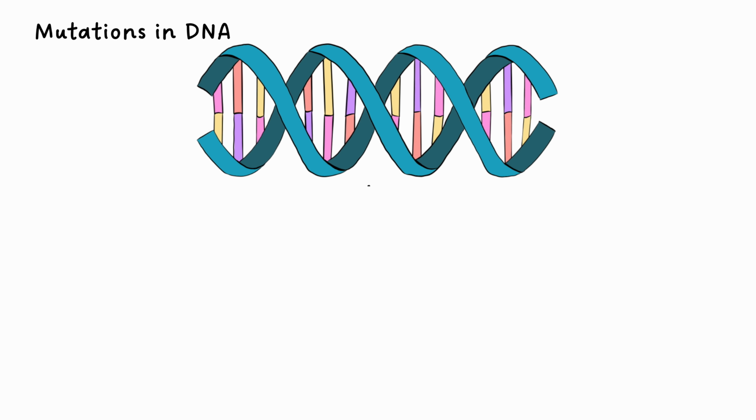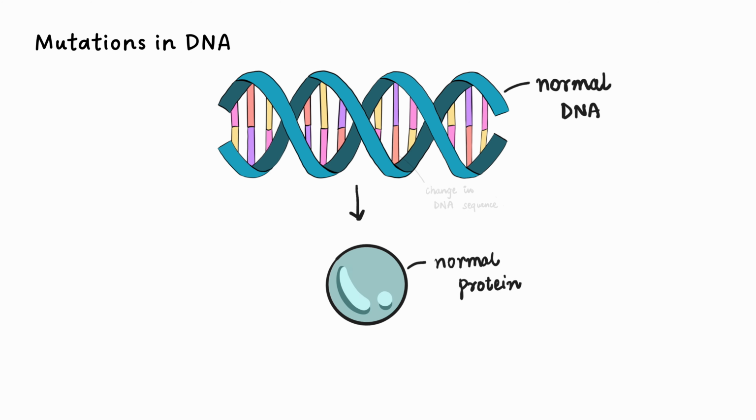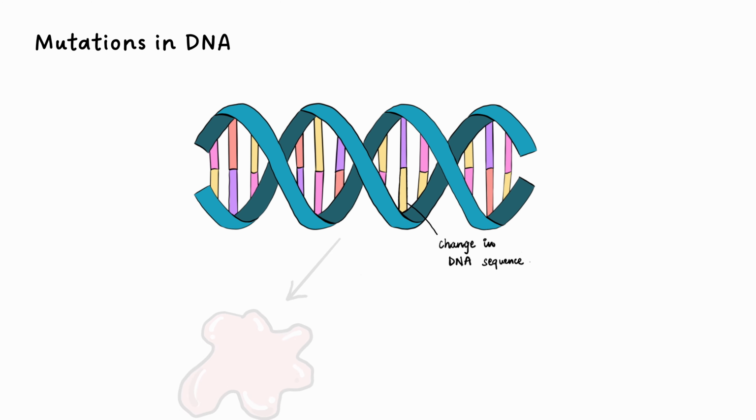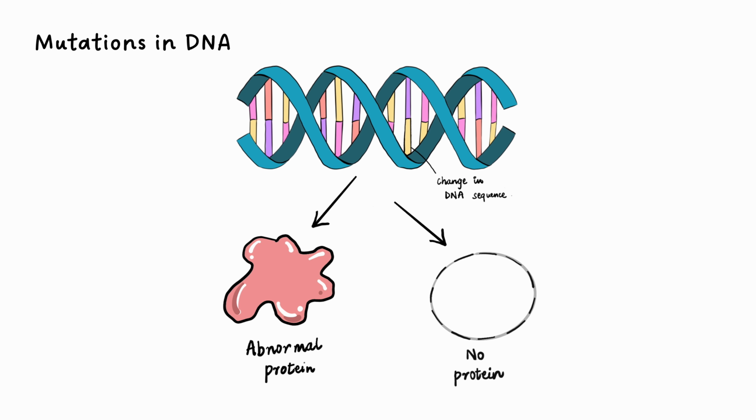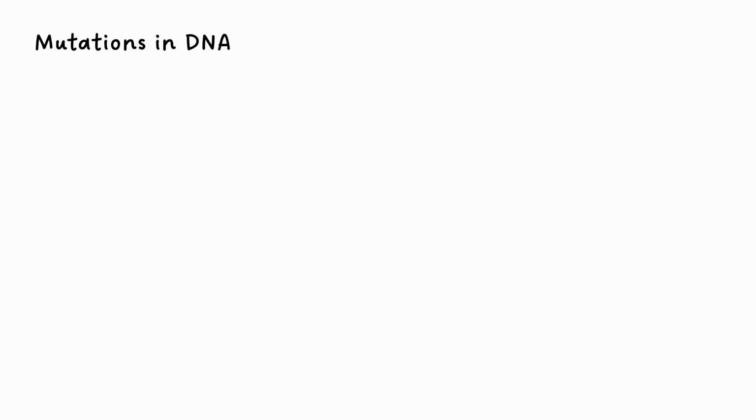Sometimes changes or mutations can occur in DNA. These mutations can affect the way proteins are made. While a normal DNA sequence makes a normal functional protein, a mutated DNA sequence might produce an abnormal protein or even no protein at all. This can lead to various outcomes depending on the role of that protein in the body.